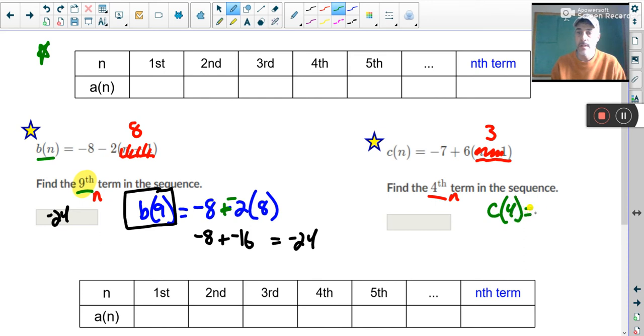C of 4 is -7 plus 6 times 3. Order of operations tells me to multiply first, so I'll have -7 plus 18, 6 times 3, and then -7 plus 18, I believe, is 11. So I would type 11 into Khan Academy.